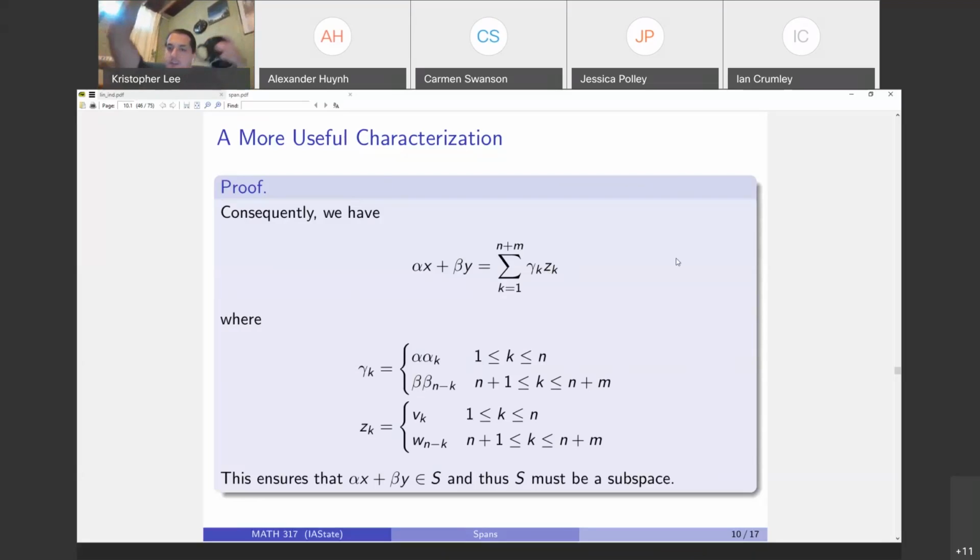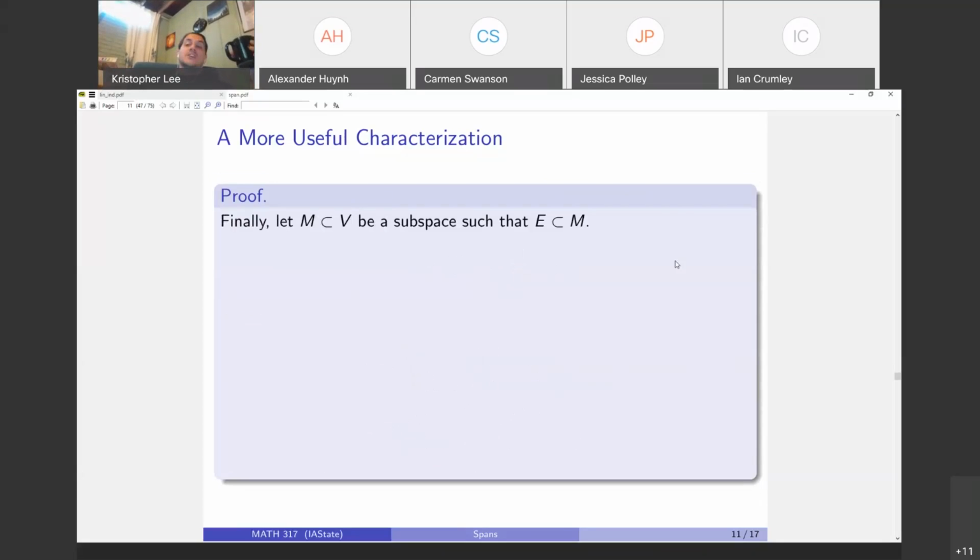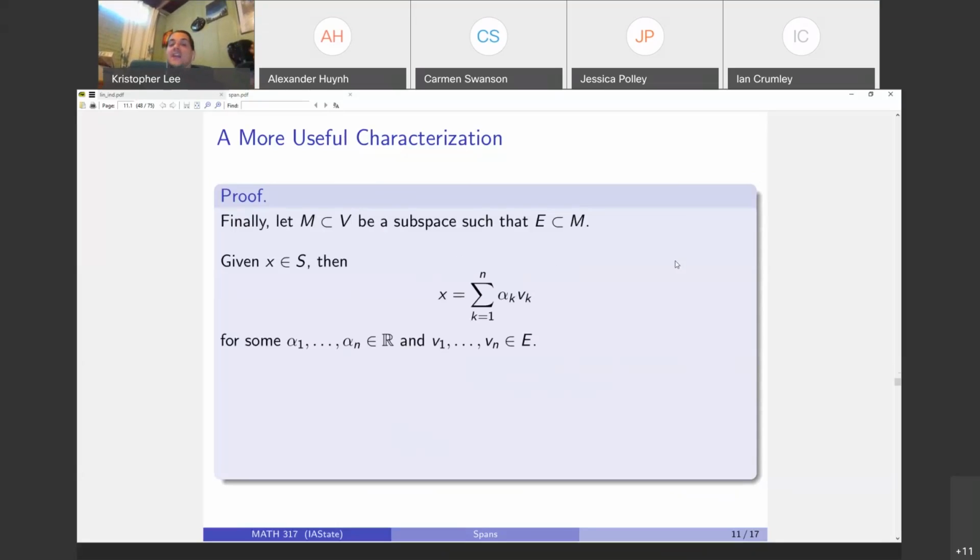So we're trying to prove that the span of a set is equal to the collection of all linear combinations of things out of the set. We're almost done. We've proven that the set of all linear combinations out of the set contains the set. It itself forms a subspace. And now the last thing to prove is that it is indeed the smallest possible subspace you can create. Okay, so take any subspace that contains E. Given anything out of S, well, then it's a linear combination of things out of E.